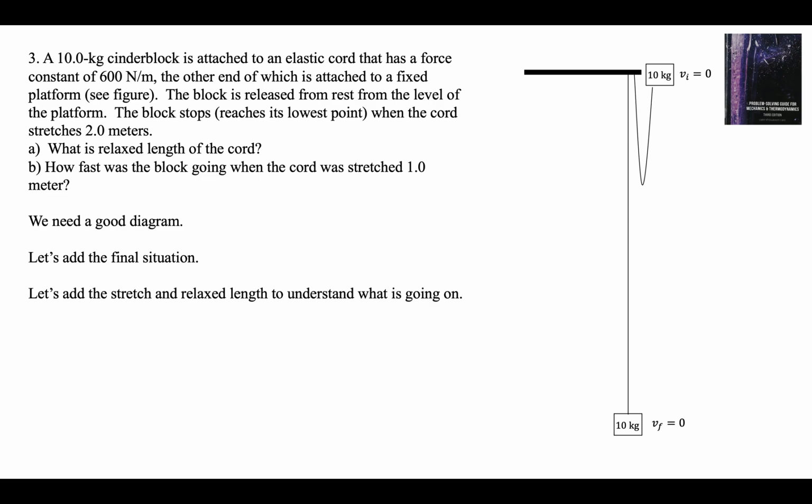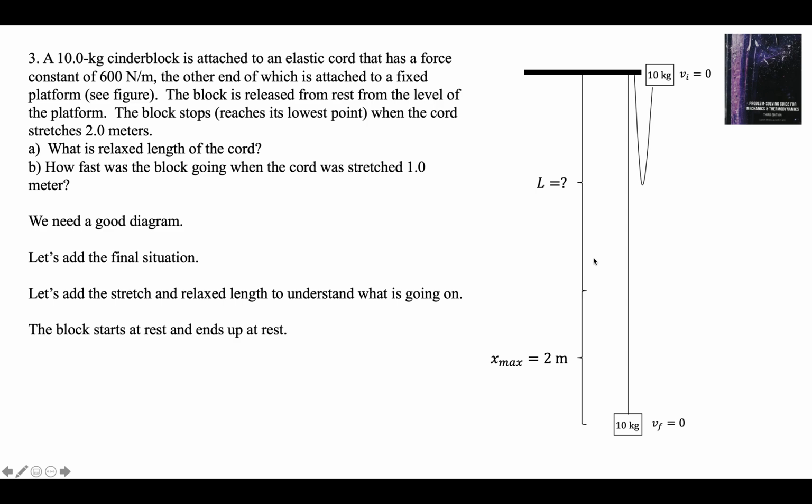Let's put the stretch and the relaxed length on the diagram to help us understand what's going on. So there's the stretch, and there's the relaxed length of the cord. We don't know what it is. Our diagram might not be to scale, but this helps us solve the problem. The block starts at rest at the top, V initial equals 0, ends up at rest at the bottom.